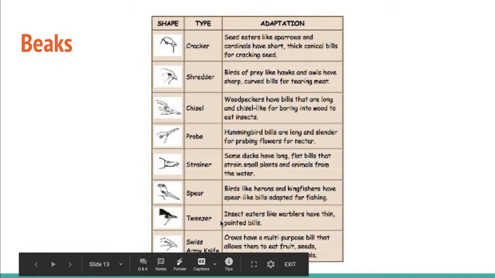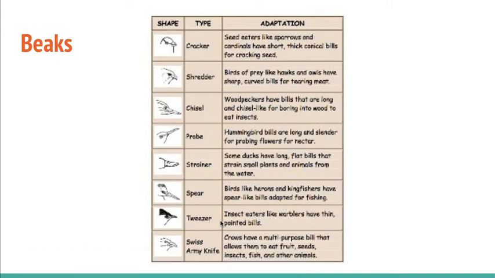Tweezer beaks are really helpful for eating insects, like we were talking about with the robin way up at the top. And then there's also something called a Swiss Army knife beak. It's named after a Swiss Army knife because there's a lot of different uses for it. So crows have a multi-purpose bill that allows them to eat a whole bunch of different things like fruit and seeds and insects and fish and sometimes even other animals. Okay?